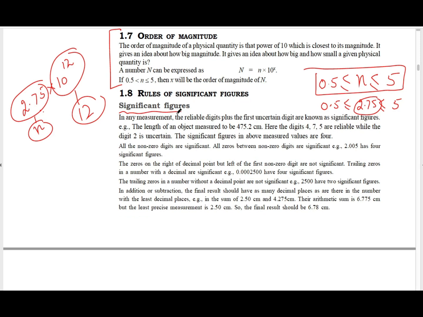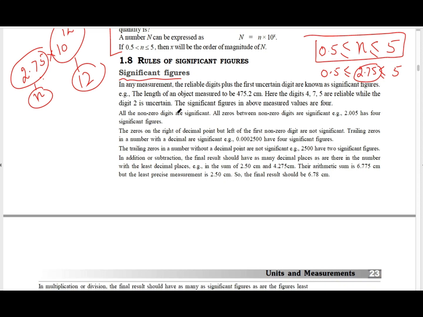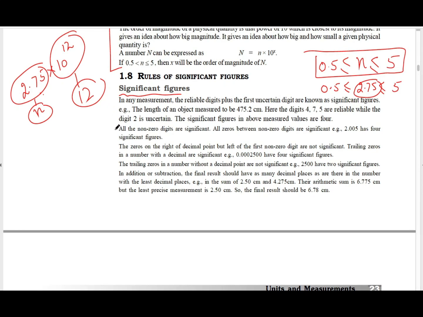Now for significant figures, there are 3 or 4 points which you need to remember. First is all the non-zero digits are significant. So except 0, any number from 1 to 9 is significant. All 0s between non-zero digits are significant. So for example we have 2.005. Here the zeros are between two non-zero digits, so they are considered significant. So it has 4 significant figures.